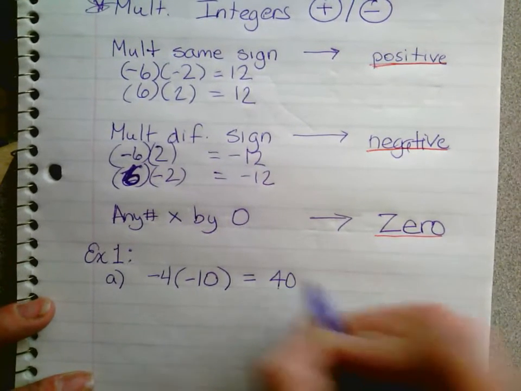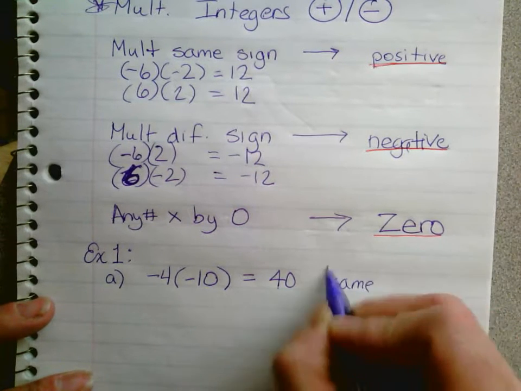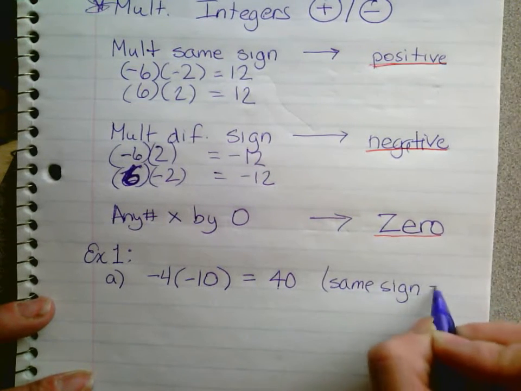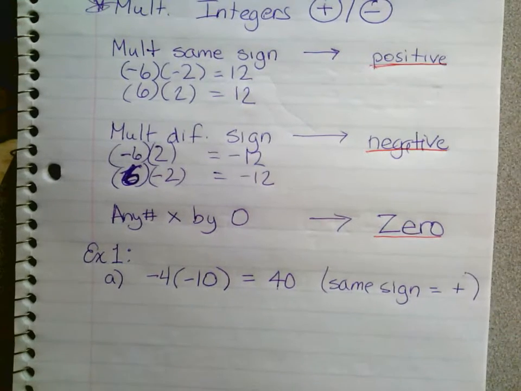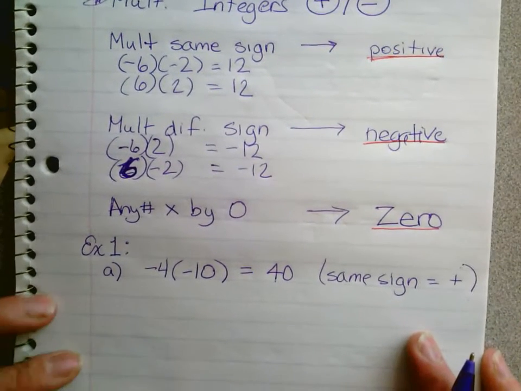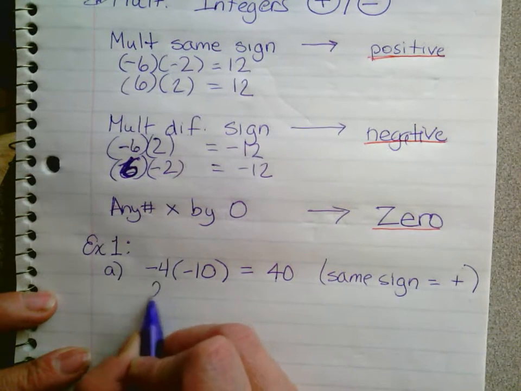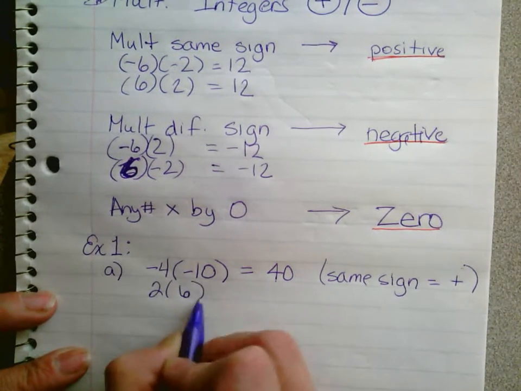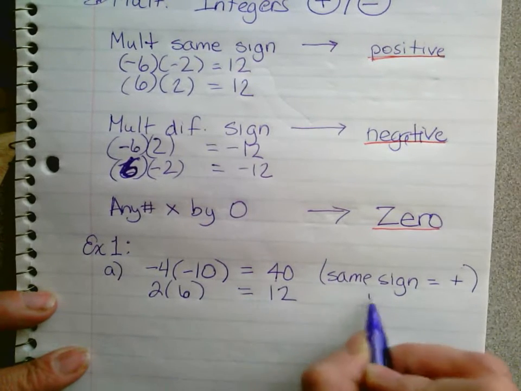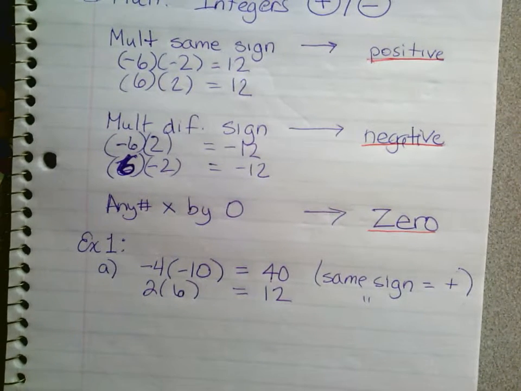40. Yep. Same sign equals a positive answer. Good. I could have done 2 times 6. Keep using the same thing. 12. Same sign, positive answer.